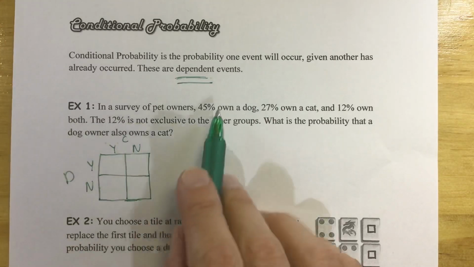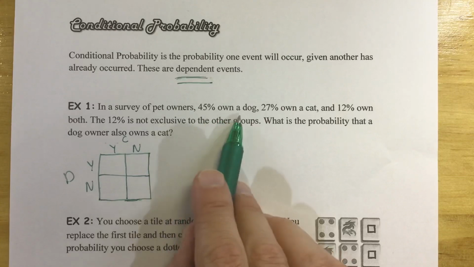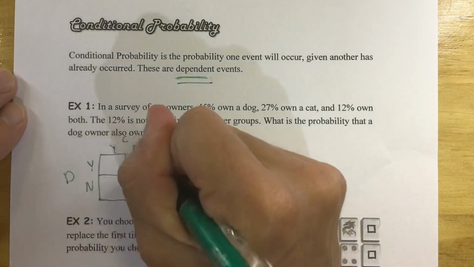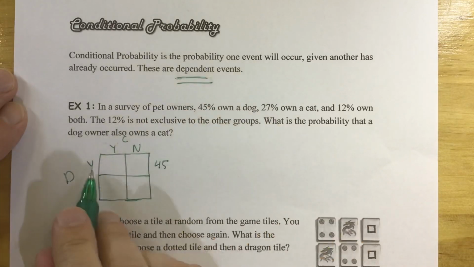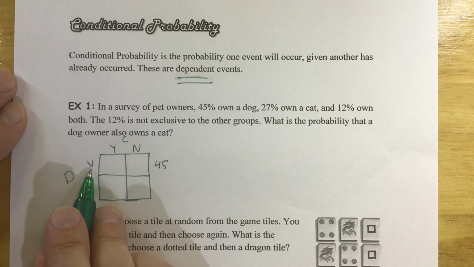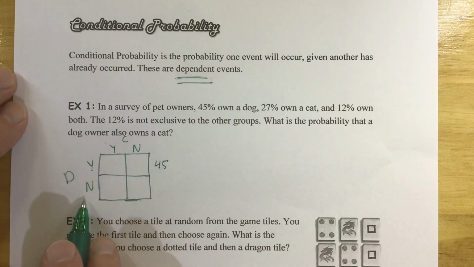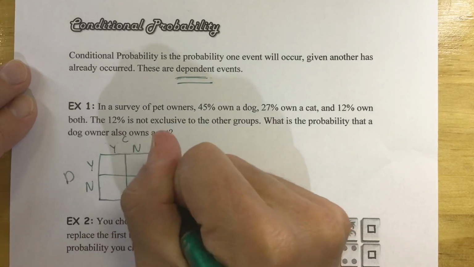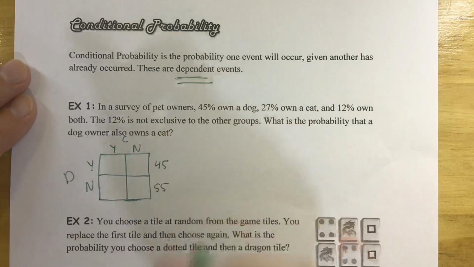Now, it's said here that 45% said they own a dog. So just thinking about that one question here, 45% said that they own a dog. So what percent don't own dogs? If 45% own dogs, then you need to subtract that from 100%, and that's going to give you 55%.